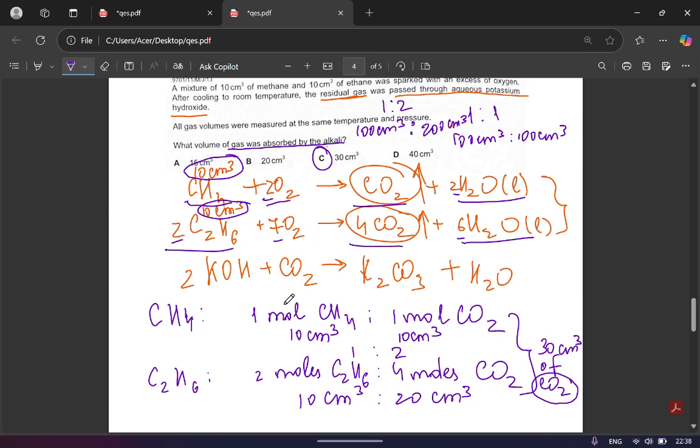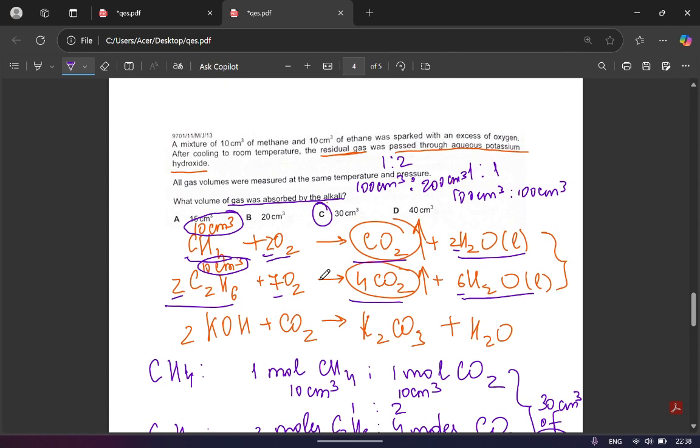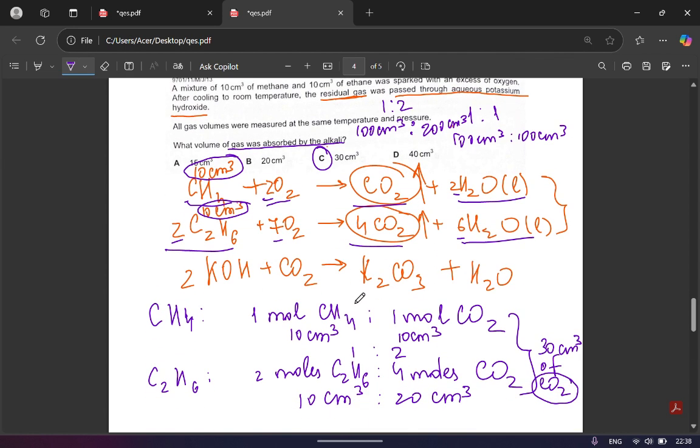And then initially I've written this equation of reaction between potassium hydroxide and carbon dioxide, but it turned out that we don't need this equation at all. Then what I've used is the principle that gases react at the same volume ratio as they react in molar ratio.